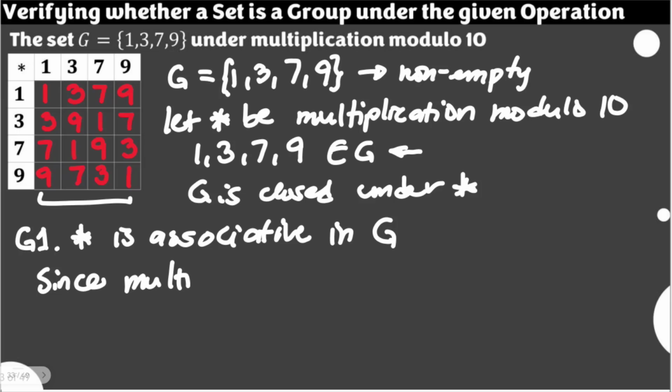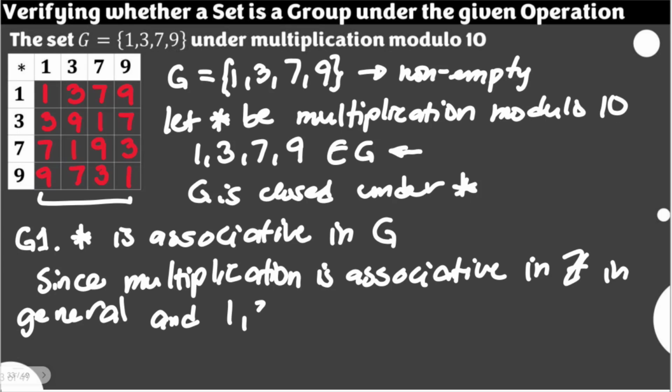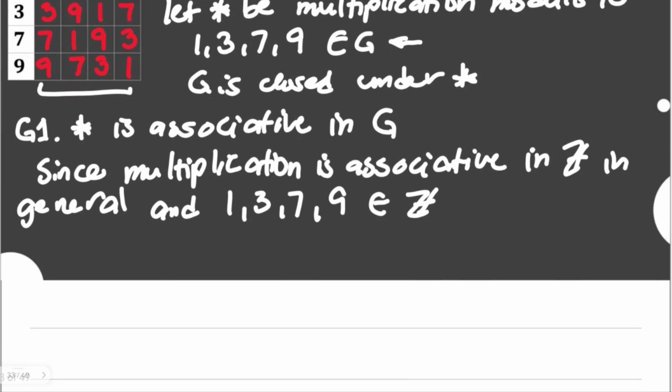Since multiplication is associative in Z, in general, I'm talking about Z, not yet G, and 1, 3, 7, and 9 are also elements of set Z. Okay? So we can now look into the perspective first of these elements being in Z, and later on connect it to them being element of G. So I hope that it's acceptable for me to do it like this.